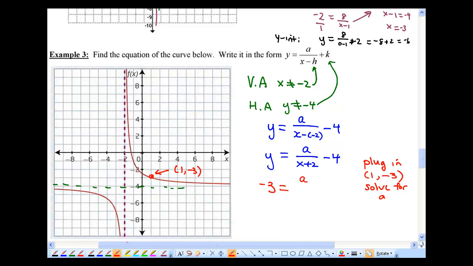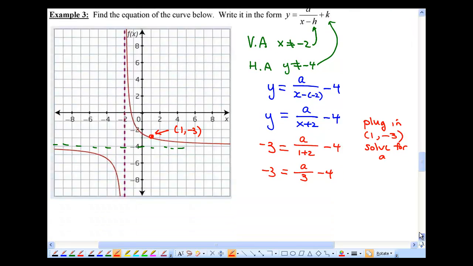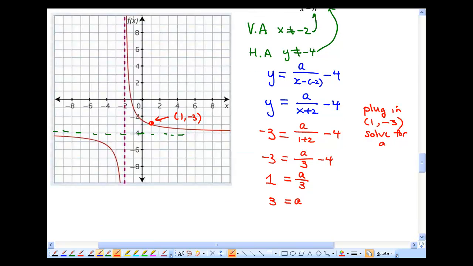-3 equals a over 1 plus 2, which is 3, so a over 3 minus 4 equals -3. Add 4 to both sides. A over 3 must equal 1. Therefore, a equals 3. And so ultimately, your equation is y equals 3 over x plus 2, minus 4. Ta-da!